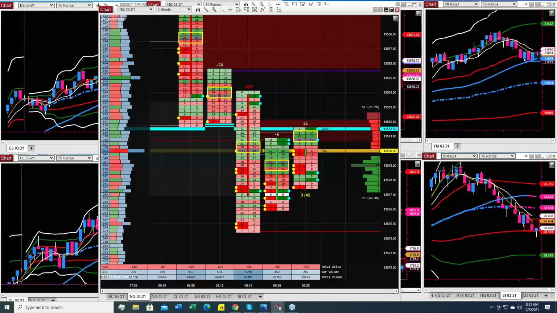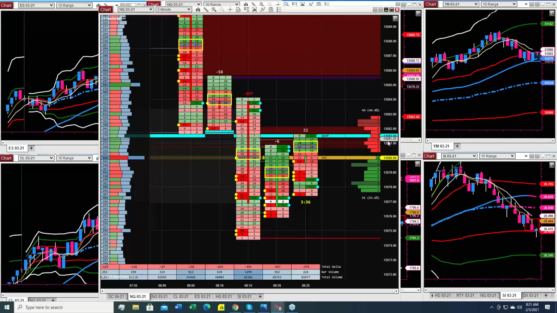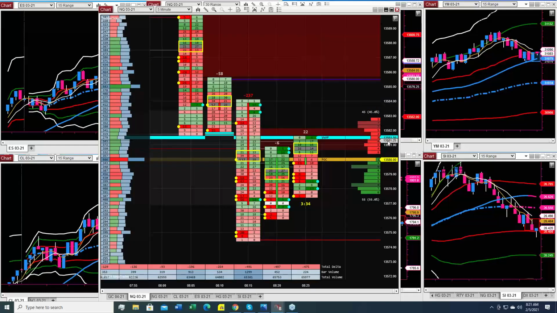Bonds are still selling. Yields are rising. Gold is getting cowabunged. We'll let it sell. We'll get a bounce like we did yesterday.